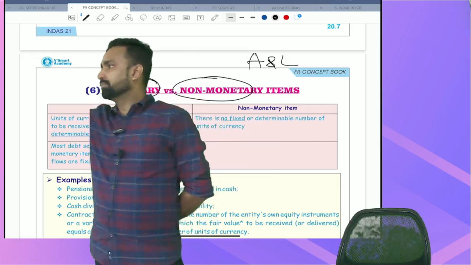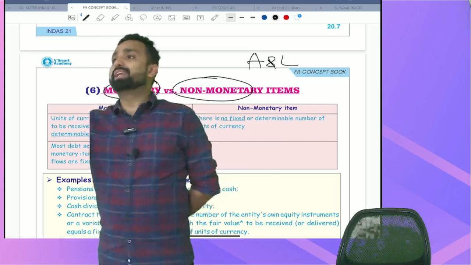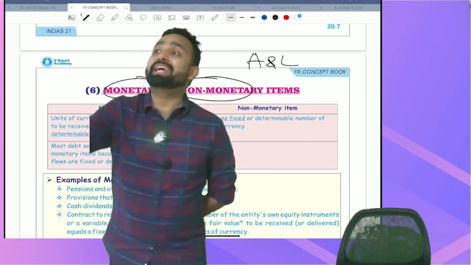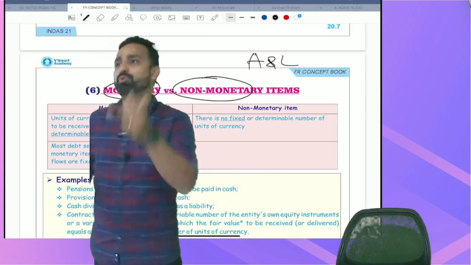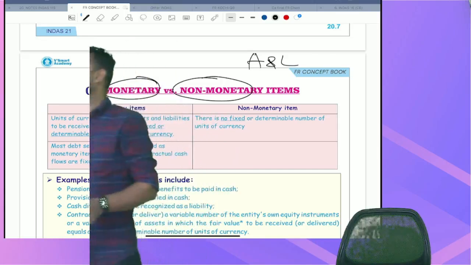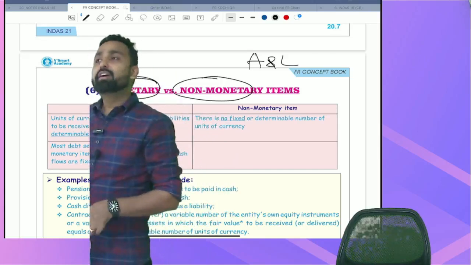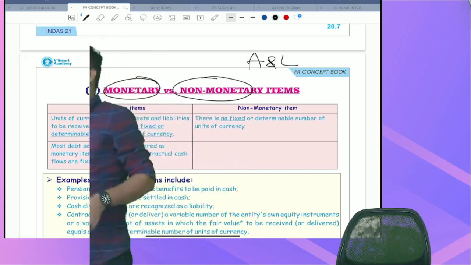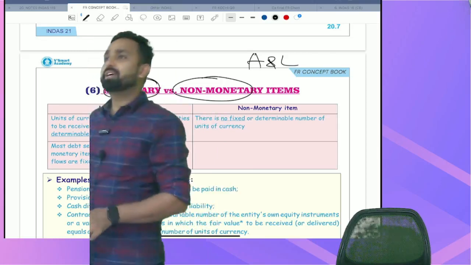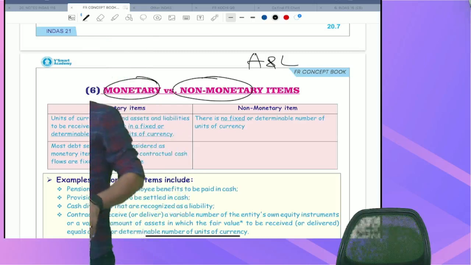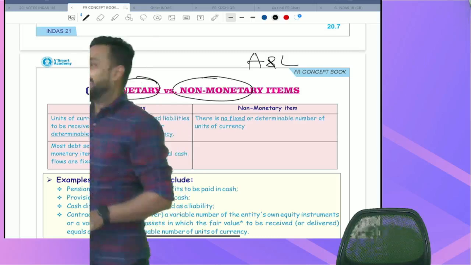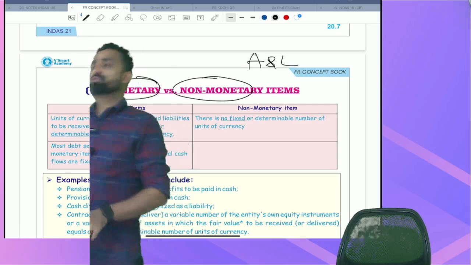FCMI done? Please tell me, FCMI done? Where will you keep the differences of FCMI? In P&L. Now don't talk about exceptions. In P&L, understood or not? Now come to the next portion, non-FCMI. I mean to say, foreign currency non-monetary items. What is FCMI? Monetary item. What is FCNMI? Foreign currency non-monetary item.